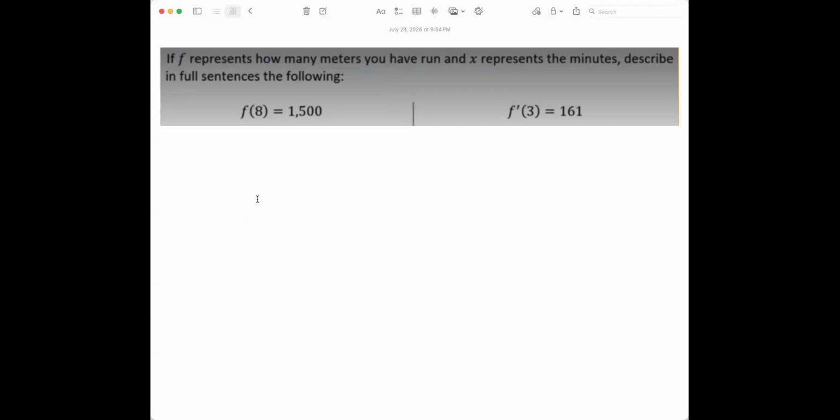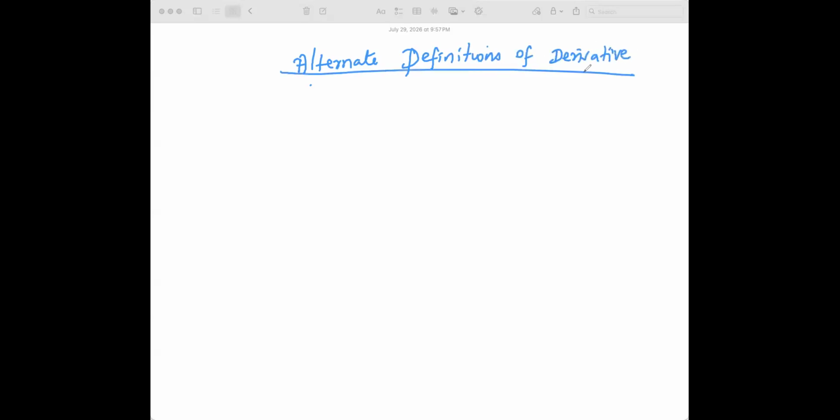Okay, let's see. We didn't do the test prep related to this. Okay, we have to define the derivative in a different way. So alternate definitions, alternate formulas or definitions of derivative. What are the alternate definitions?